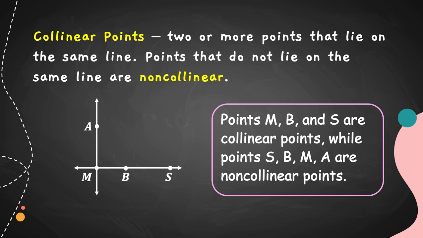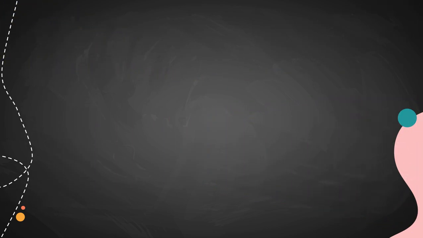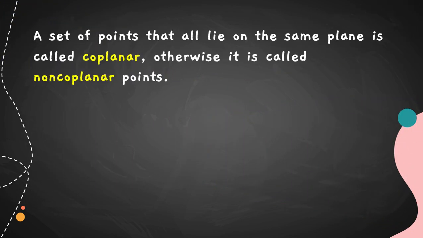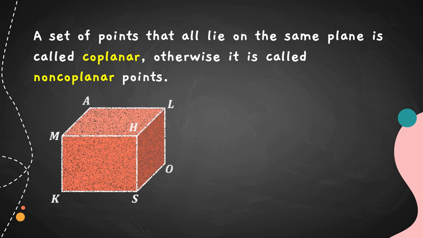Next, we also have coplanar points. So what are these points? These are the set of points that lie on the same plane. Okay, if the points do not lie on the same plane, then we call them non-coplanar points. Okay, so let us have an example.